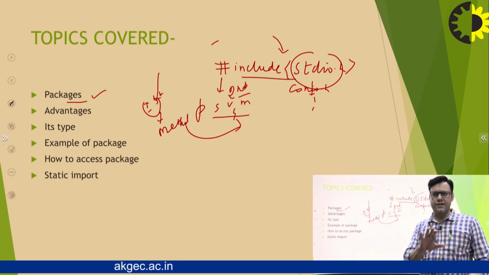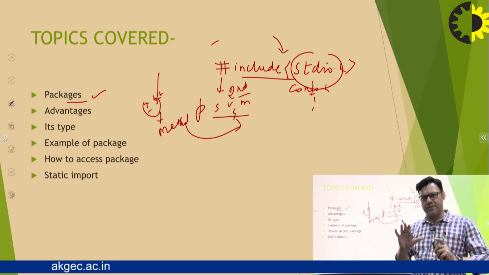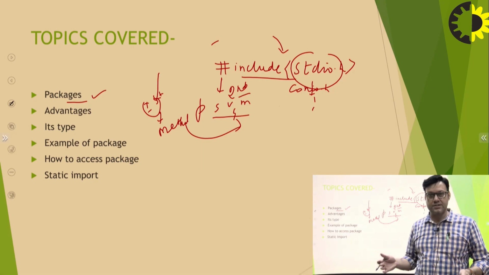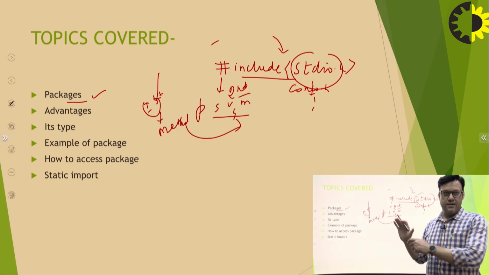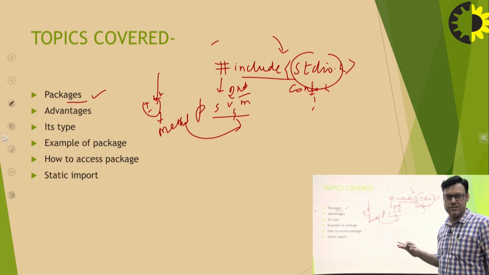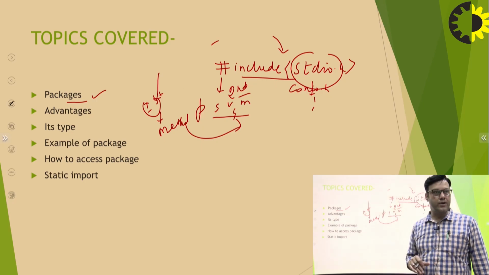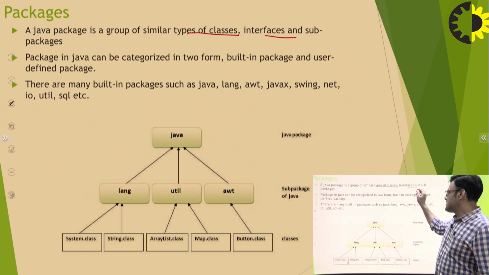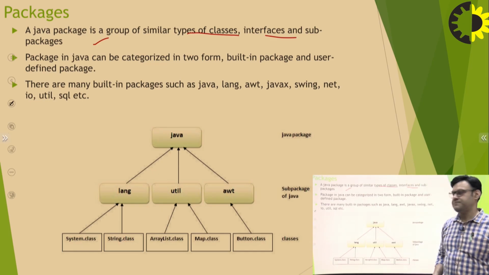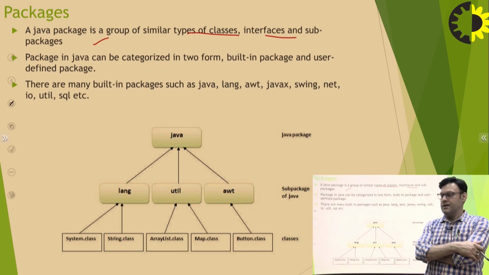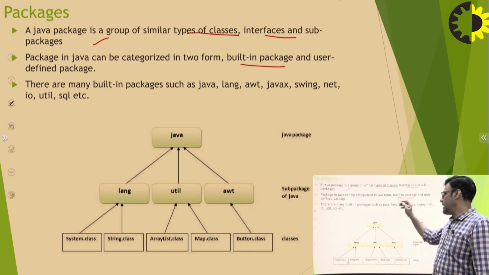So just remember, it is a type of library. It will contain classes, interfaces, and subclasses. The grouping of these classes, interfaces and subclasses is termed a package, that is, similar types of classes, interfaces and subpackages. Packages can be categorized into two forms: number one, built-in packages, and number two, user-defined packages.